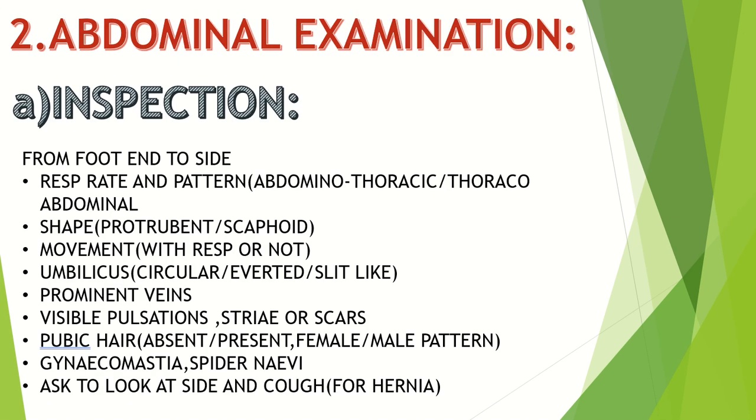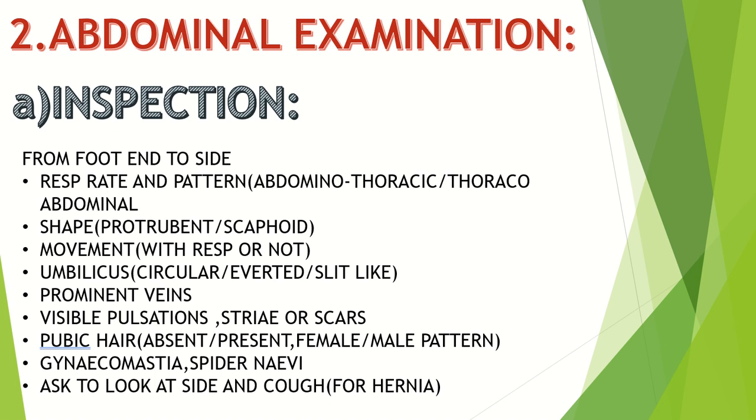The second important step is the abdominal examination, which further consists of inspection, palpation, percussion, and auscultation. So the first step is the inspection. Now stand at the foot end of the child and see the respiratory rate and the pattern of respiration, whether it is thoracoabdominal or abdominothoracic. Then look at the shape, whether it is scaphoid, normal, or protuberant, and then come to the side of the patient and see, is there any movement present? Is the abdomen moving with respiration or not?